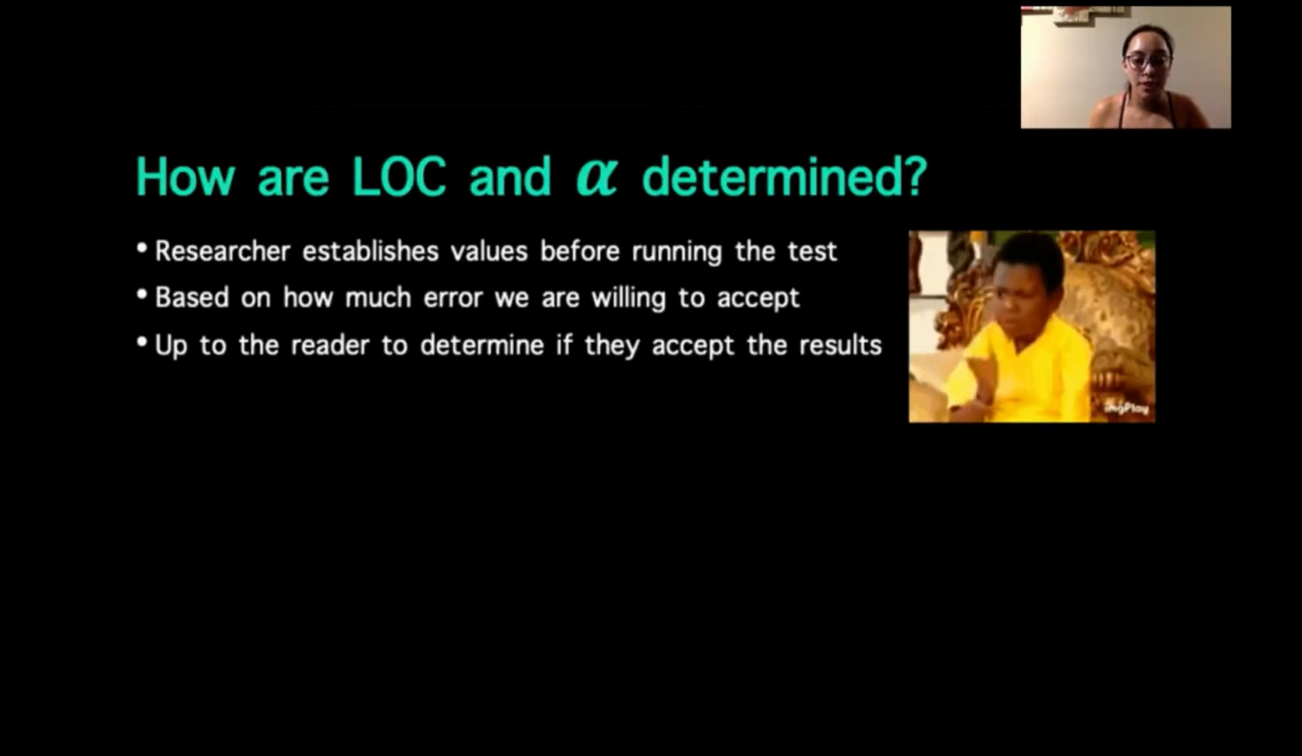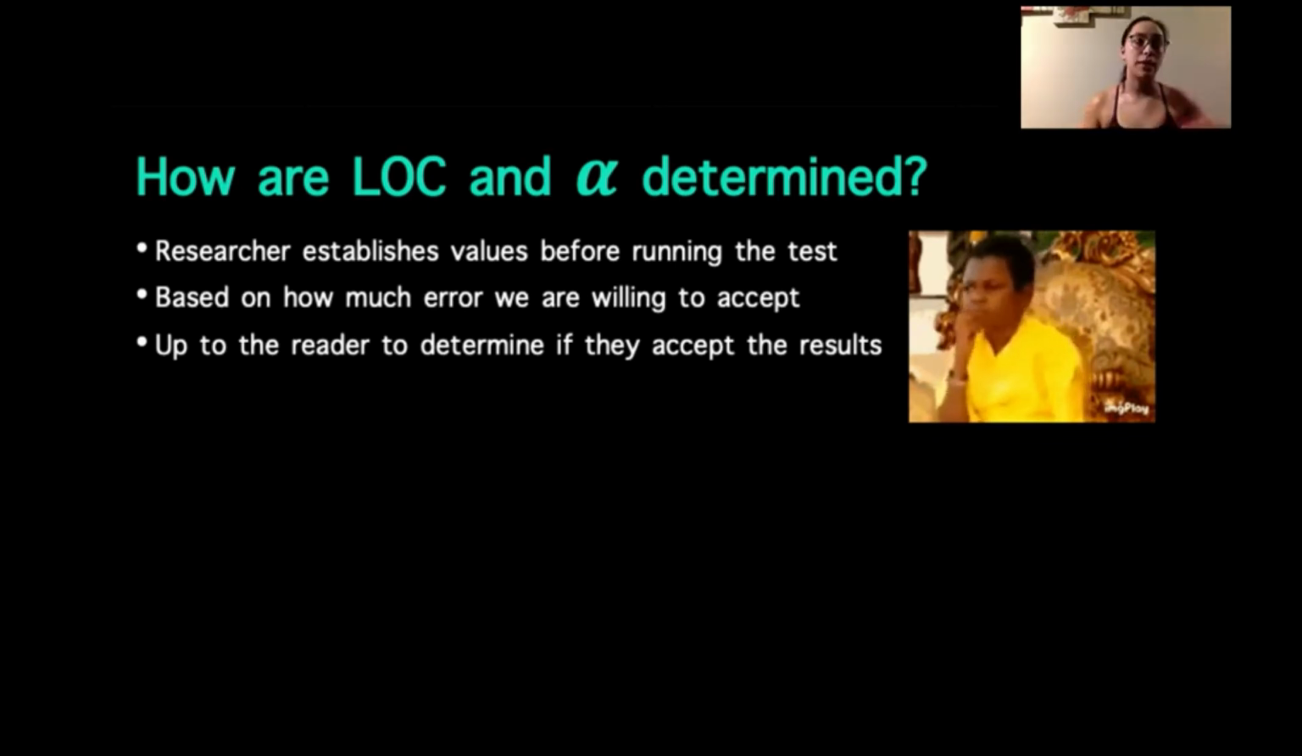I've already mentioned this once, but I will just say it again. Your level of confidence and your alpha, which are conjoined together, are established before running the test. They are set a priori. Okay? They are based on how much error you're willing to accept, and it's up to the reader to determine if they accept your results.